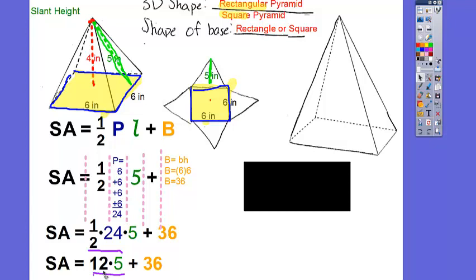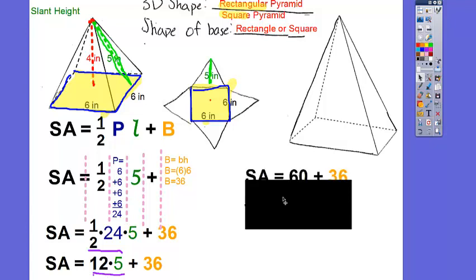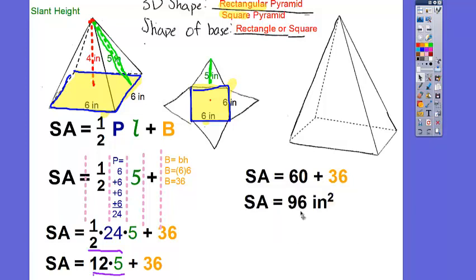12 times 5 gets me 60. So I'll rewrite this as surface area equals 60 plus 36. And then the last step clearly is to add 60 and 36. 60 plus 36 is 96. So my surface area here will be 96 inches squared. And that is how you find surface area of a pyramid.